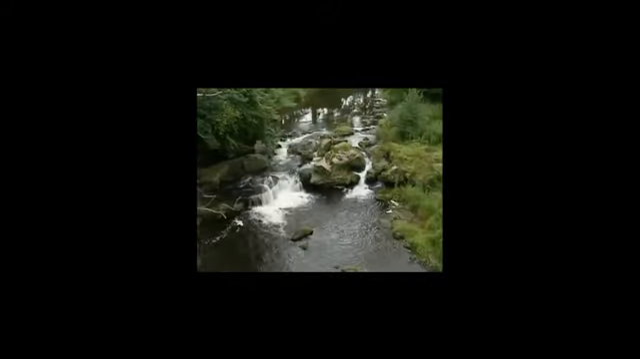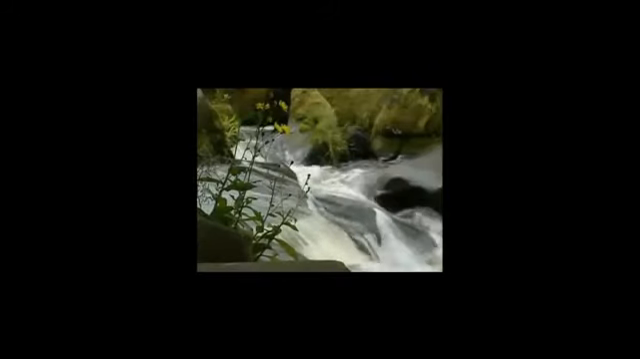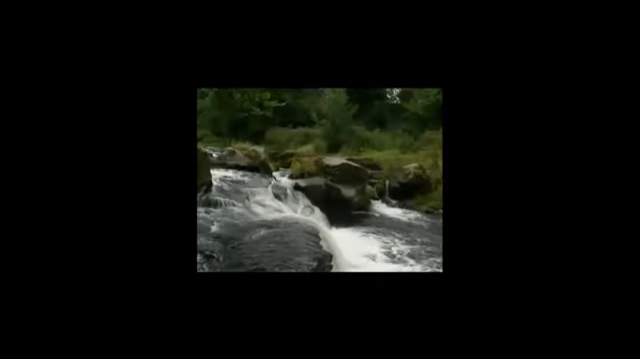Lighter particles, such as sand, are suspended in the water. Larger grains and pebbles are pushed along the bottom. The faster the river flows, the more it can carry. In this way, fragments of rock are transported towards the sea.